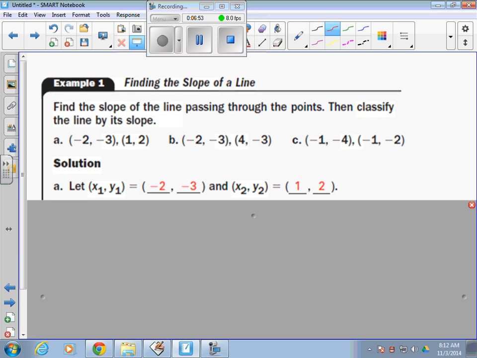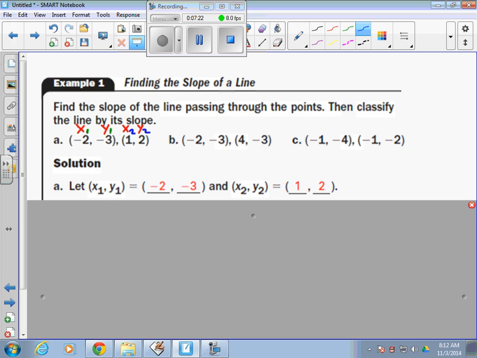Here's example number 1. There's A, B, and C for example number 1. We'll have a problem for you to do on your own for each one. It said let x sub 1 and y sub 1 be equal to -2 and -3. So right here, you label them as x, y, x, y. Okay, they're both x, y, x, y. That didn't change. It's still the x before the y. This one right here is going to be sub 1, because that's point 1. And this one right here is going to be sub 2, because that's point 2.